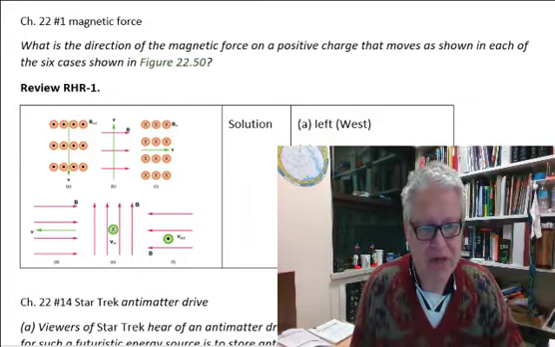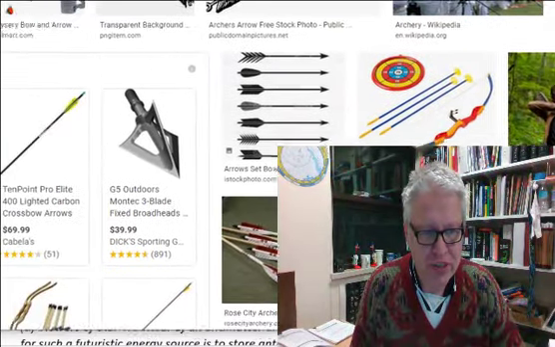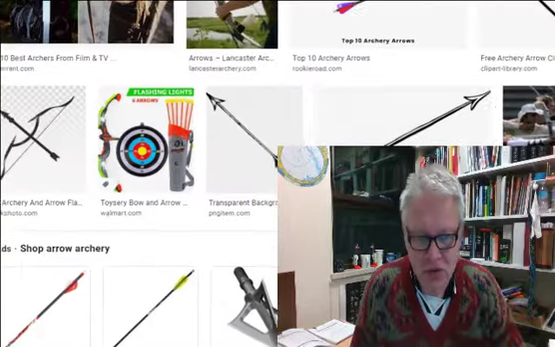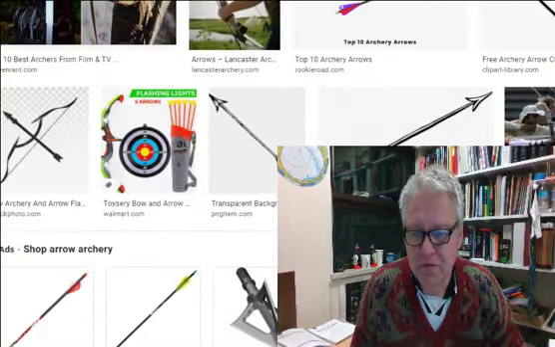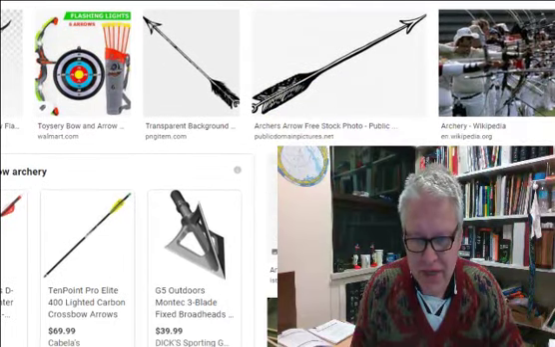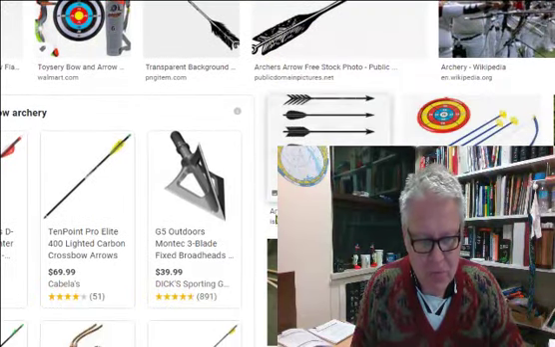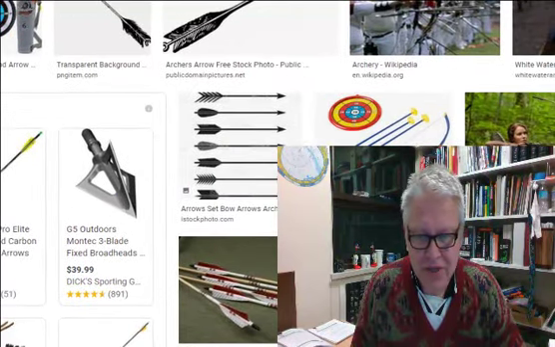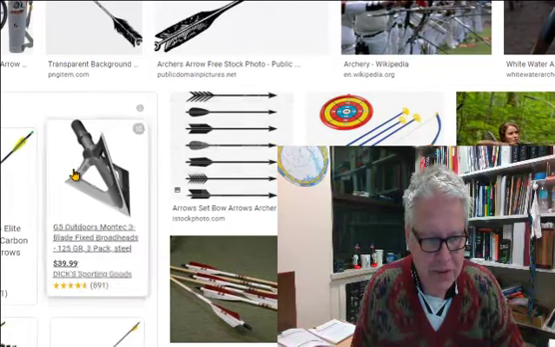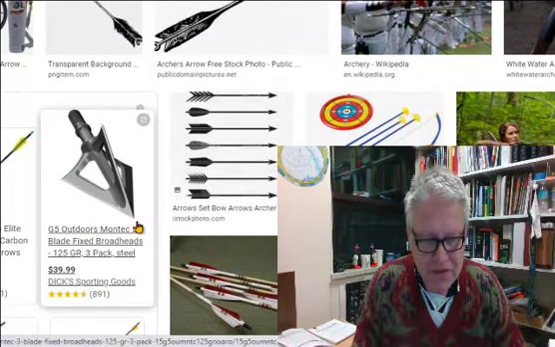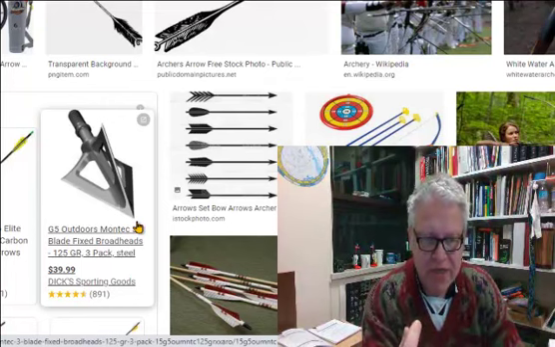So I pulled this one up, I compared arrows, and if you look from the front of an arrow, let's see which pictures I like the best. Almost this one here. When you look from the front, for any one of these, you see the point. So the arrow is coming at you.